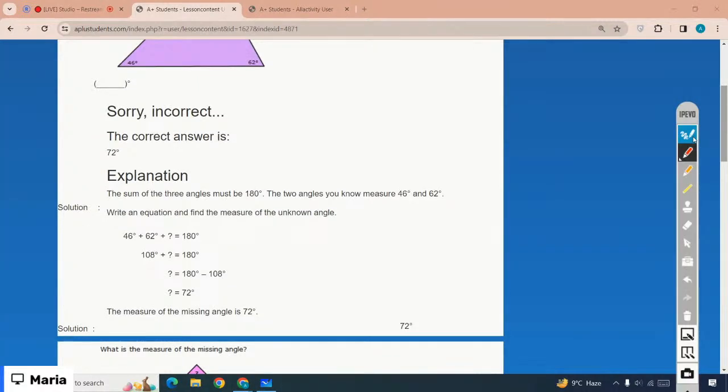You need to add 46 plus 62 plus the missing one, that equals 180. So 46 plus 62 equals 108. Just subtract 108 from both sides so you can find the missing angle, that is 72 degrees, right?